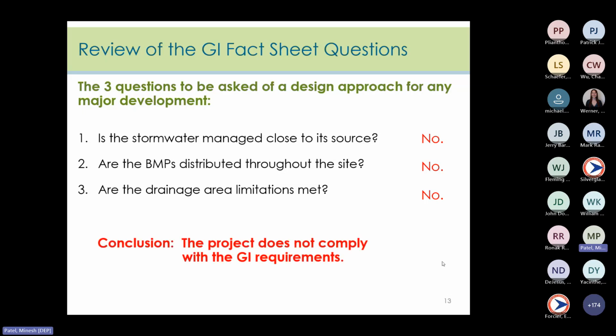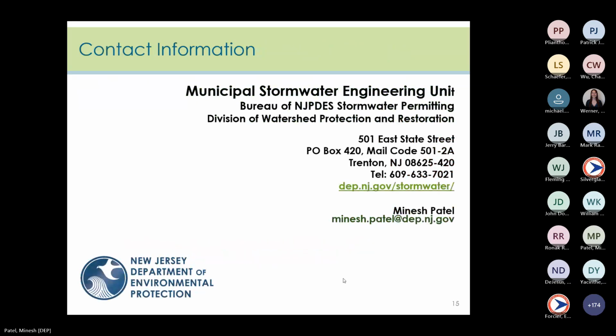So to wrap things up, this project does not comply with the requirements to use green infrastructure to meet the design and performance standards for water quality, groundwater recharge, and stormwater runoff quantity control. So that about does it for this example. Thank you for your attention.